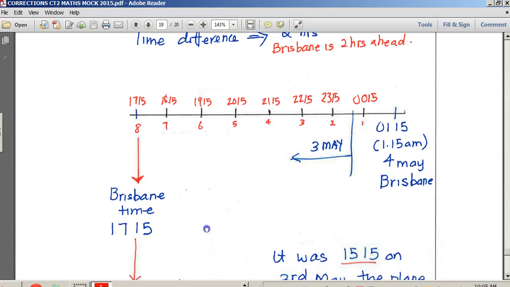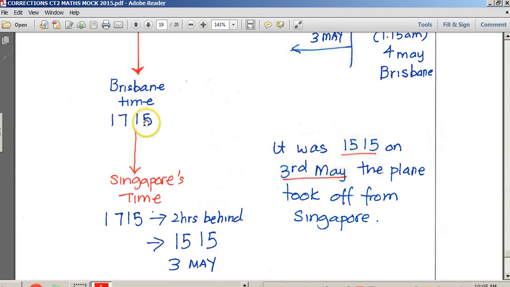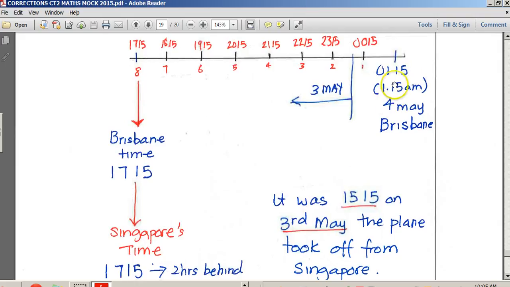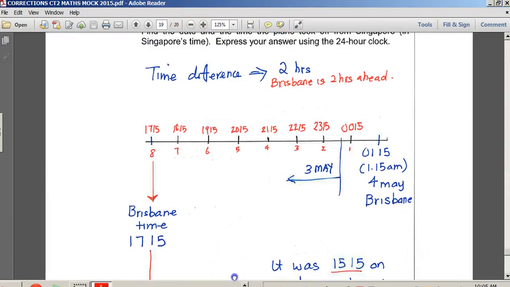That is the time the plane took off, but he flew from Singapore. The time difference between Singapore and Brisbane is 2 hours, so Singapore is 2 hours behind 17:15. Singapore's time is 15:15, or 3:15 p.m. You fly off on 3rd May, and when you land at Brisbane it should be 1:15 a.m. the next day. Please take some time to understand this.